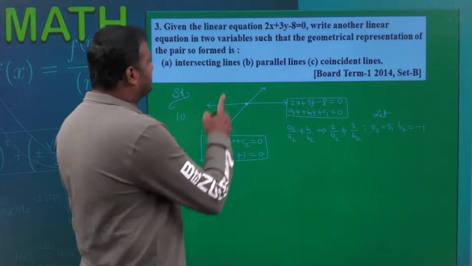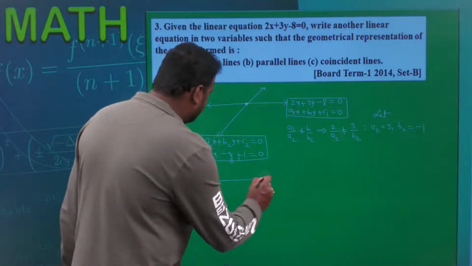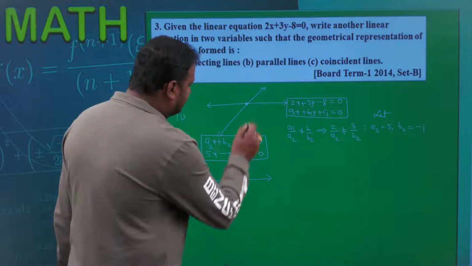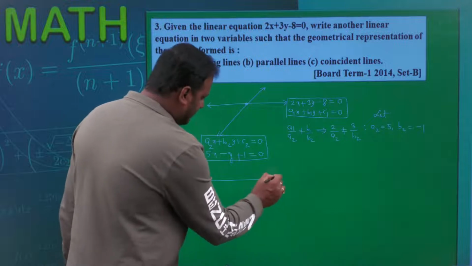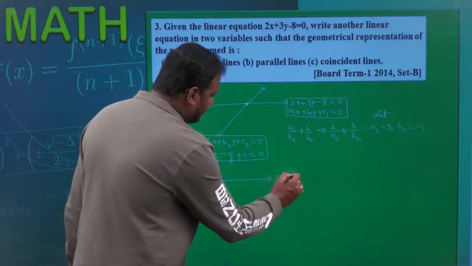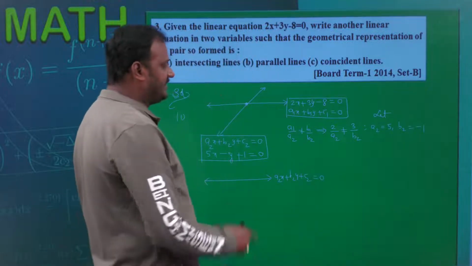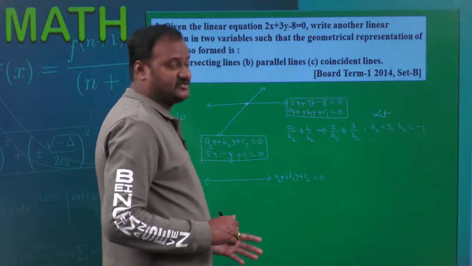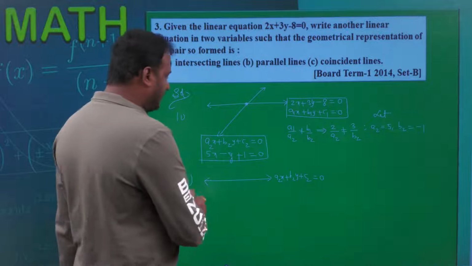Now the second one is the lines are parallel lines. So the lines are parallel lines means, what is the line which is parallel to the line 2x plus 3y minus 8 is equal to 0? Now the name of this line is a2x plus b2y plus c2 is equal to 0. See, when they are said to be intersecting lines and when they are said to be parallel lines. So this is for intersecting and this is for parallel lines.